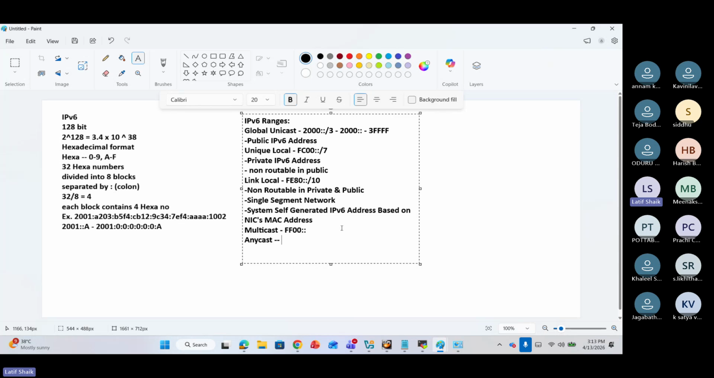But the condition is that the destination device must be enabled with IPv6. It means the devices connected in the network. Some devices are only IPv4, no IPv6. Some are IPv4 and IPv6 enabled. Some are only IPv6 enabled. So the device will send a broadcast message to those devices enabled with IPv6, meaning IPv4 and IPv6 or IPv6 only, not for only IPv4 devices. So definitely it won't send. That's called Anycast. In IPv4 it is broadcast, in IPv6 it is Anycast, to the nearest device.